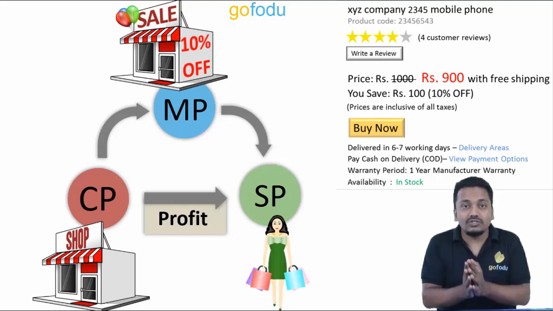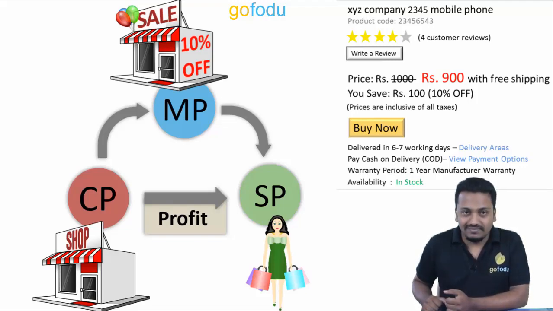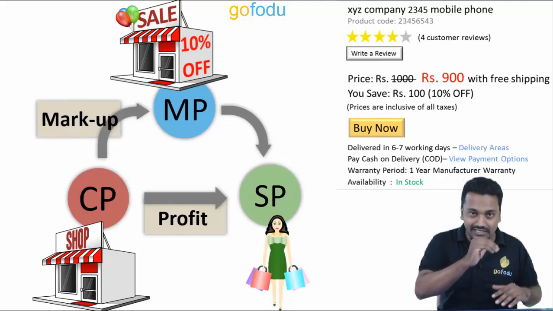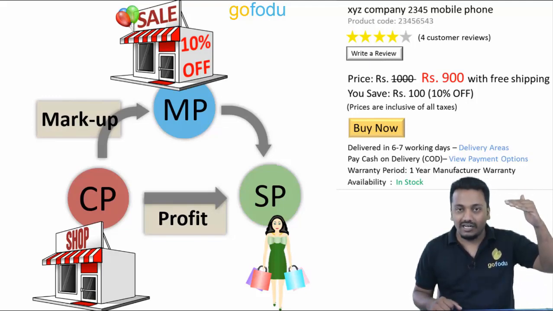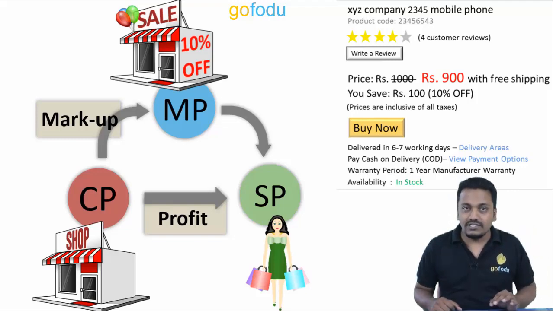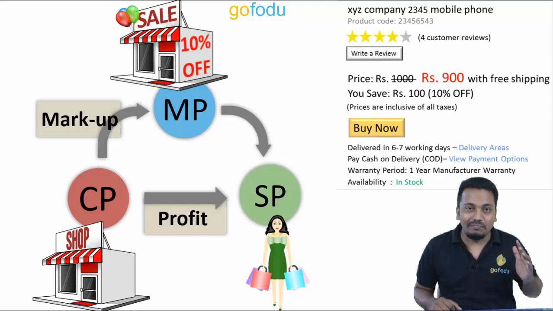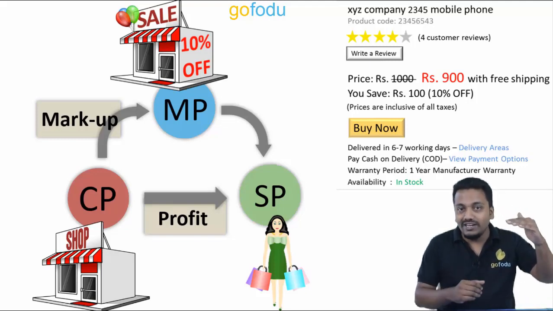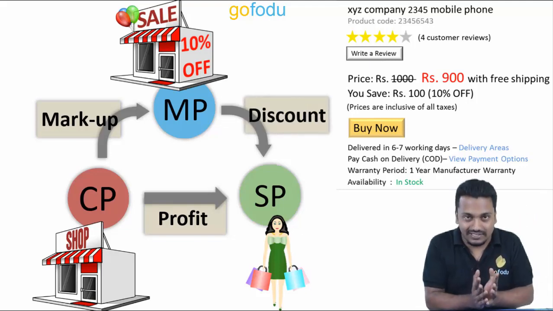But when the shop has to offer some discount, mark price gets involved. The shop increases the cost price by a certain markup percentage. Okay, we have cost price. The shop increases the cost price by a certain markup percentage, and what we get is mark price, which we often see printed on the products as MRP, maximum retail price, right? Now on that mark price, the shop then offers a discount. The price thus obtained is selling price.